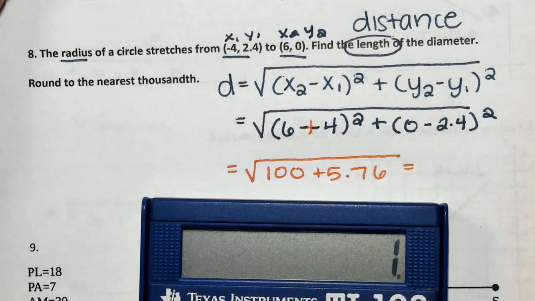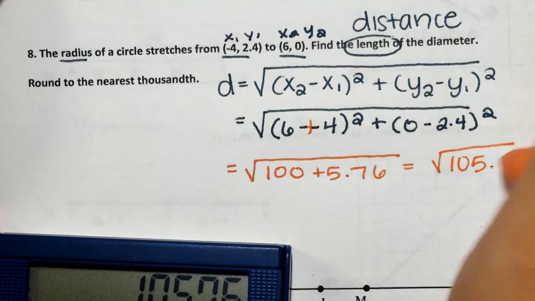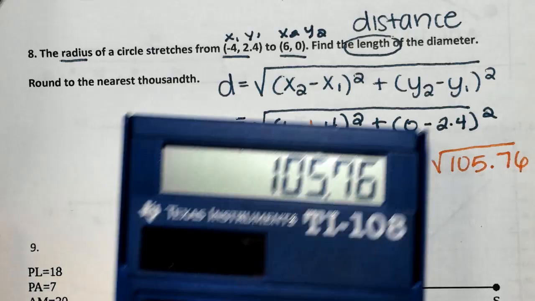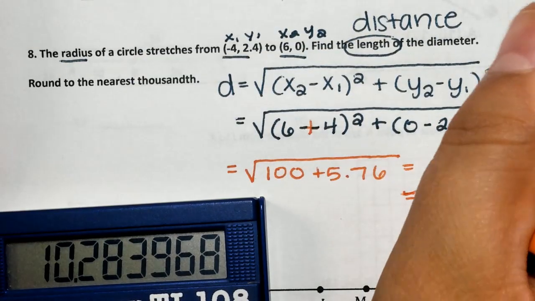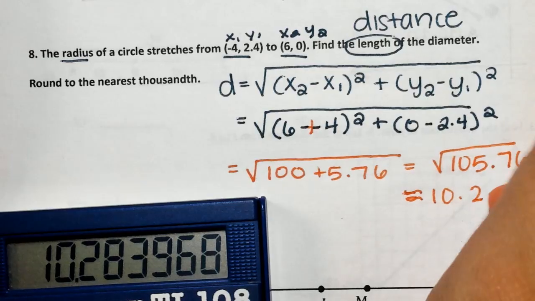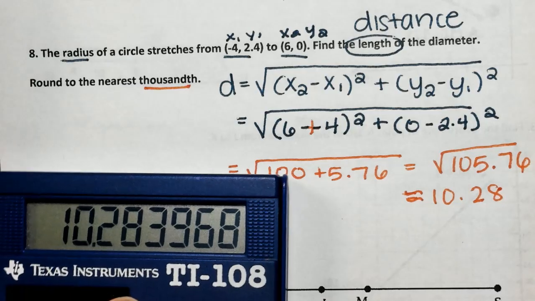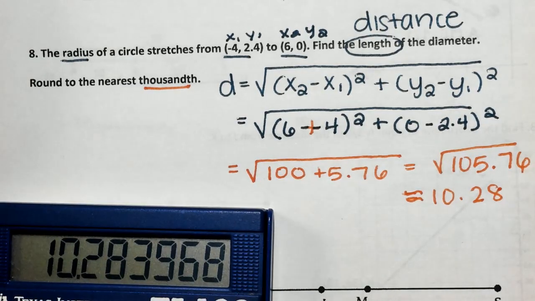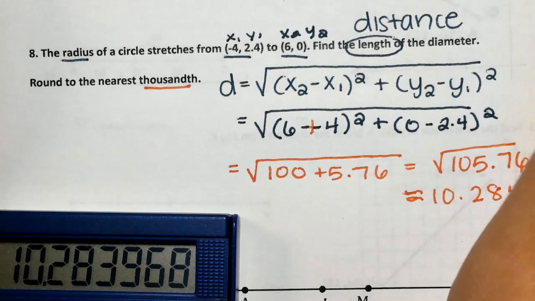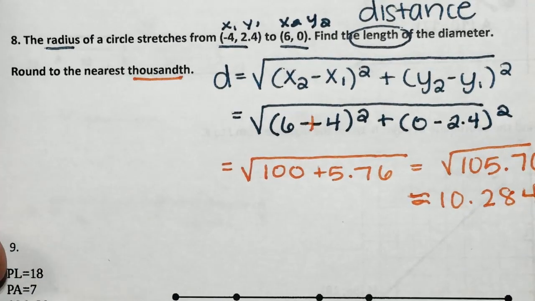Add that to 100, and I get the square root of 105.76. Hit the square root button, and what is our answer? 10. Okay, but remember, it says to go to the thousandths. So how many decimal places is the thousandths? 3. Yep, 3. So 10.284. Now, why is this not our answer?